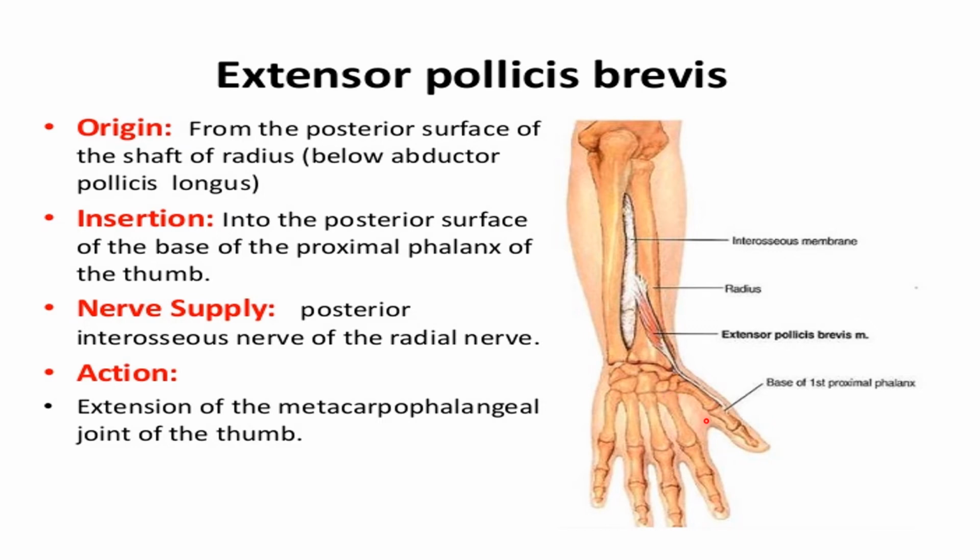The action is extension of the metacarpophalangeal joint. So these are the carpal bones, this is the metacarpal bone, and this is the phalanx. So it is called extension of the metacarpophalangeal joint. Extensor pollicis longus causes extension of the interphalangeal joint, but this extensor pollicis brevis causes extension of the metacarpophalangeal joint. In addition to causing the extension of the metacarpophalangeal joint, the extensor pollicis brevis abducts the hand.